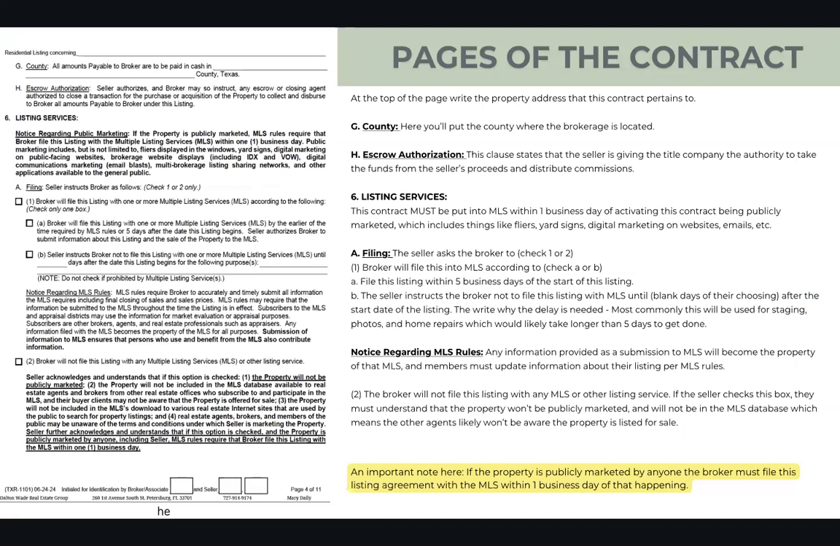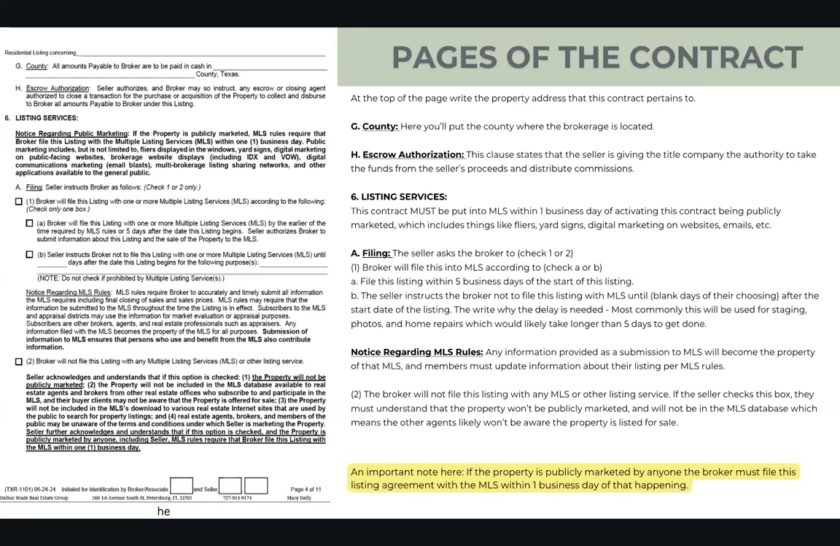Number 6 is the listing services. This contract must be put into MLS within 1 business day of activating this contract, and the contract being publicly marketed. So that would include things like flyers, yard signs, digital marketing on websites, emails, etc.